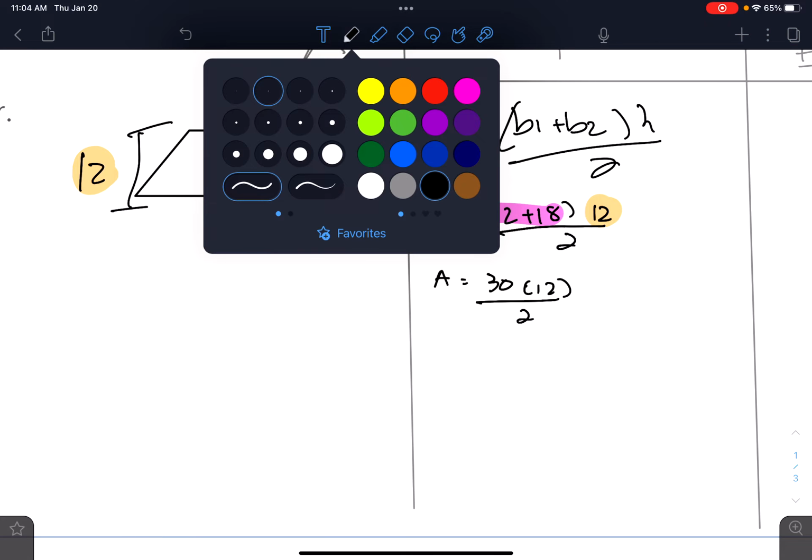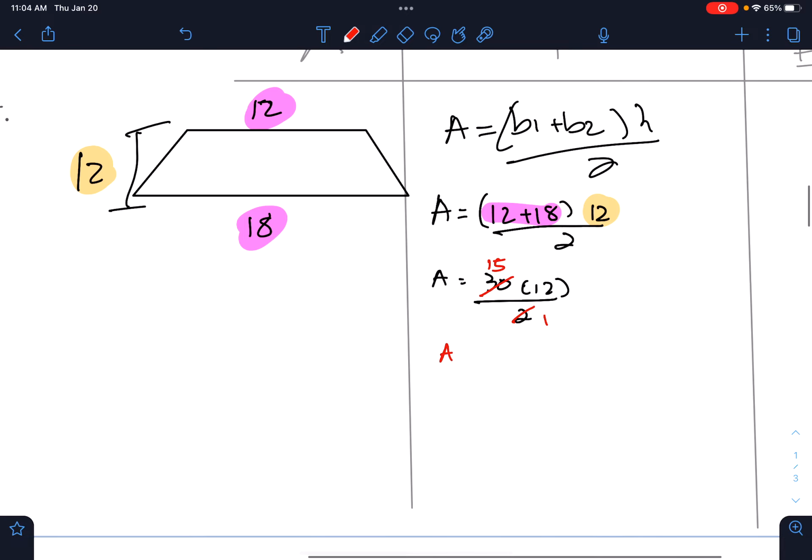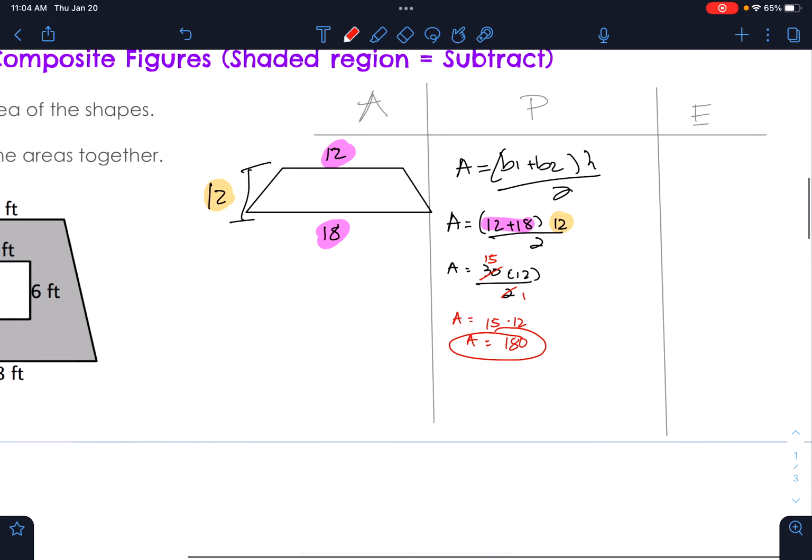Here I'm going to take the little shortcut and reduce one of the even numbers. I can only do it to one of the numbers. So I'm going to take the bigger one, 30 divided by 2 gives me 15, and the 2 becomes 1. So now I'm left with area equals 15 times 12. When I multiply that, 180 is the area of the trapezoid.